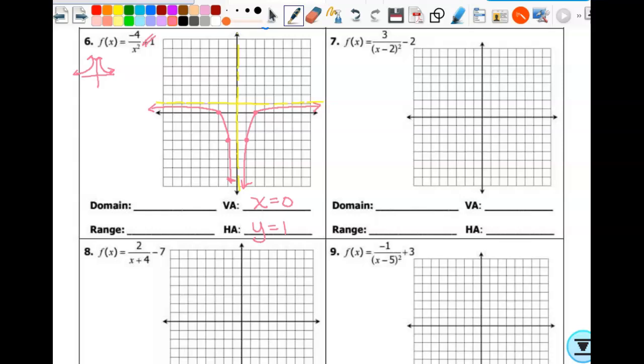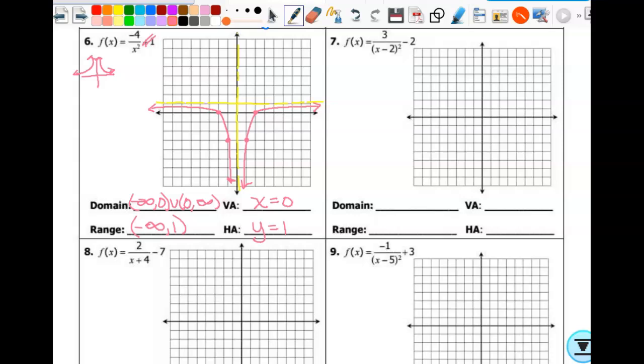Everybody good so far? So my domain is negative infinity to 0, and then 0 to infinity, and then negative infinity to 1. Open, open, because you don't actually make it to the asymptote. Okay? What questions you got?